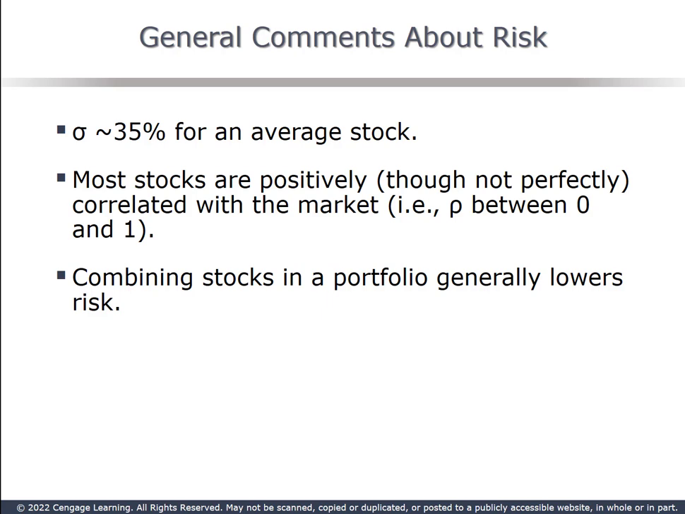move together or not. Perfect correlation, where rho is equal to 1, means the returns move exactly together. The correlation between most stocks is about 35%. That means combining stocks in a portfolio generally reduces risk.